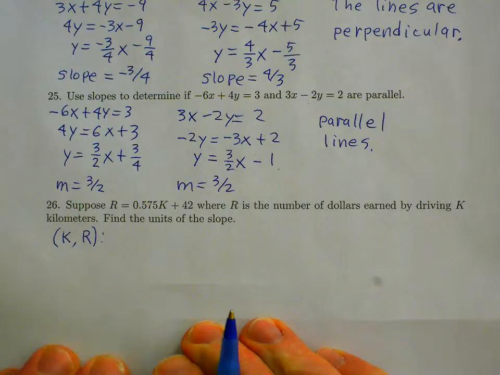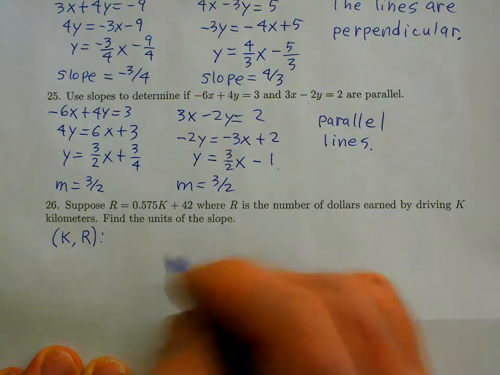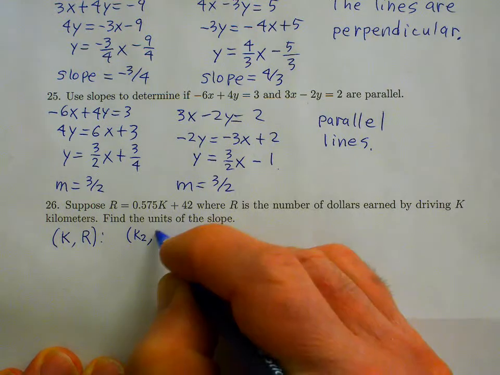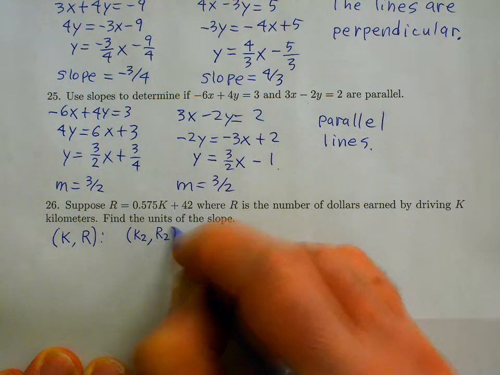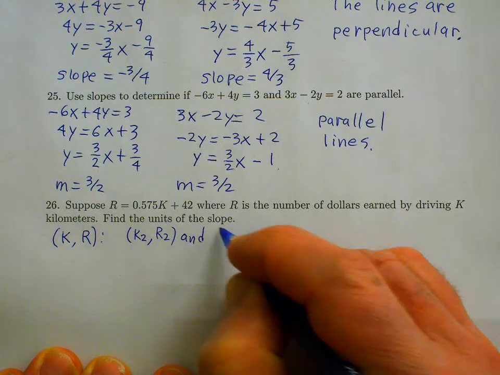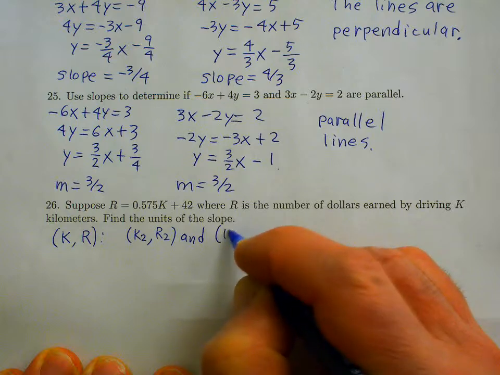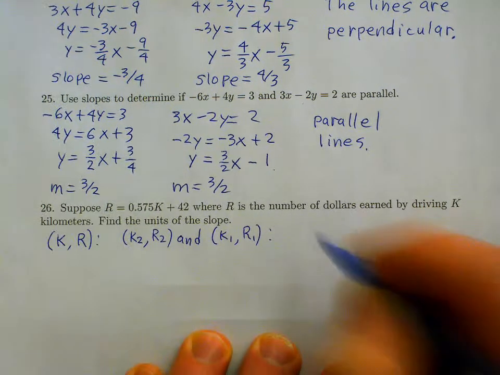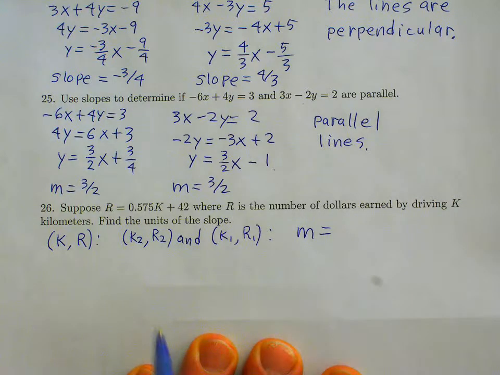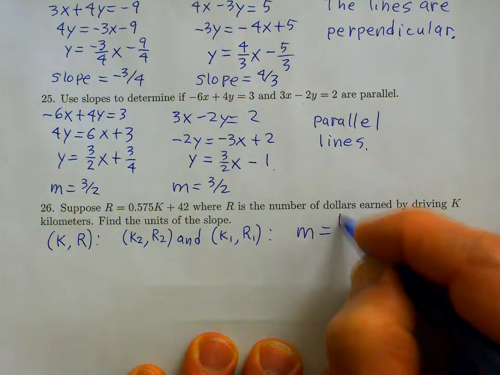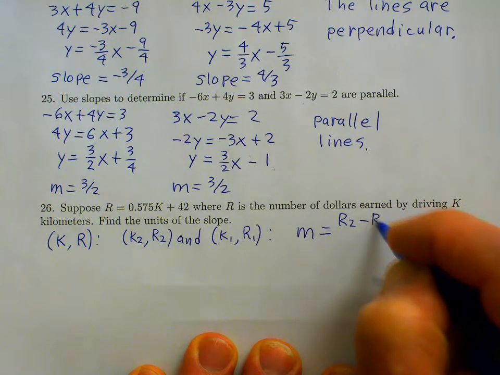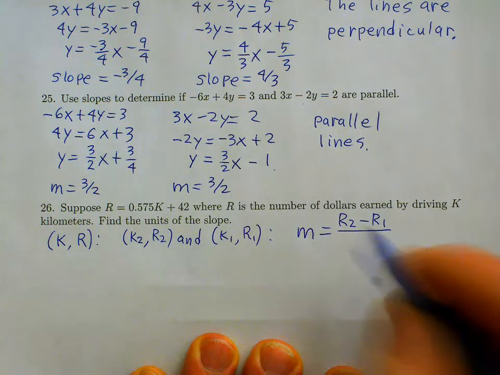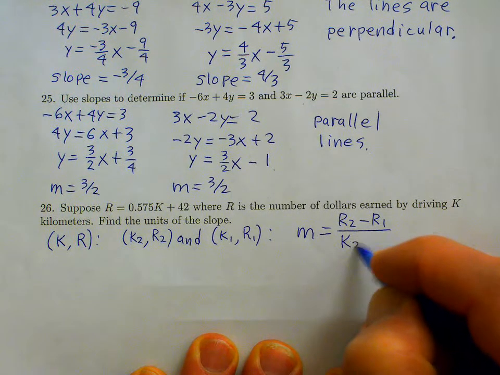And so the slope of a line that passes through two ordered pairs, K2, R2, and K1, R1, instead of y2 minus y1, it's r2 minus r1, and instead of x2 minus x1, it's k2 minus k1.